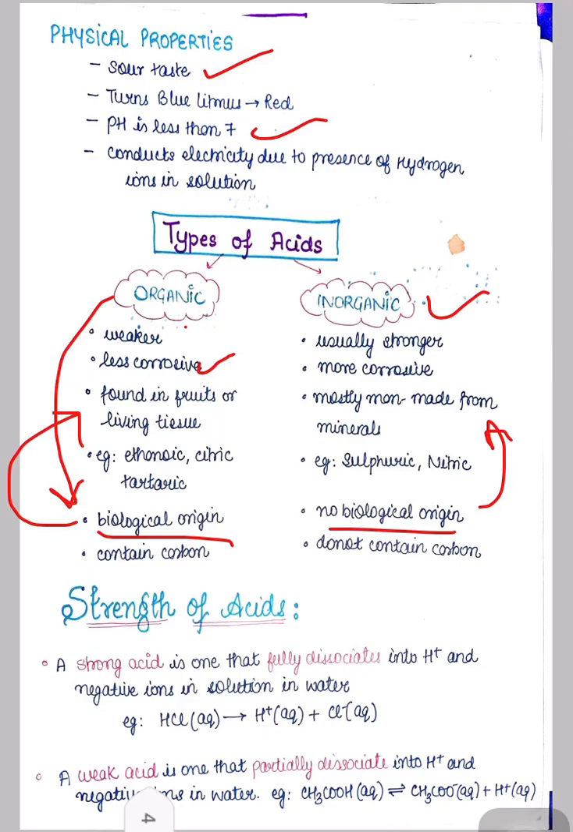Next, examples. Among organic acids, we have ethanoic acid, citric acid, and tartaric acid, which is present in tamarind. Tamarind is imli. And among inorganic acids, we have sulfuric acid, hydrochloric acid, and nitric acid. So moving forward, strength of acids.